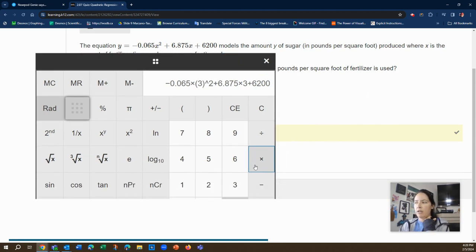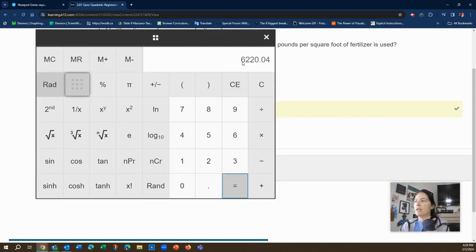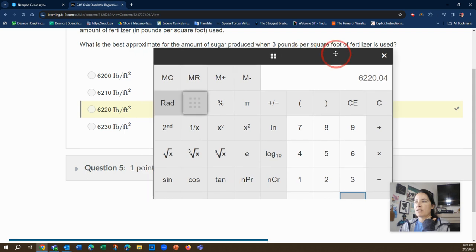Yeah, so we should be good to go. Equals 6,220 pounds-ish. Let's see. What is the best approximate? There you go.